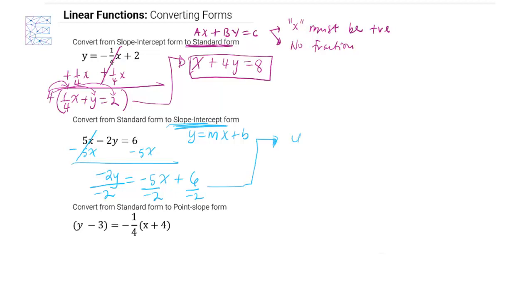The answer to this will be y, because the negative 2 and the negative 2 cancel, equals negative 5 over negative 2. We want to leave that as a fraction. Again, remember, a negative divided by a negative is a positive. So that's just 5 over 2x. And then 6 divided by negative 2 is negative 3. That would be the answer to the second problem.